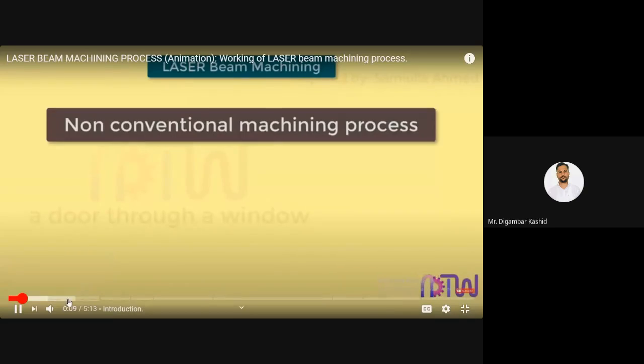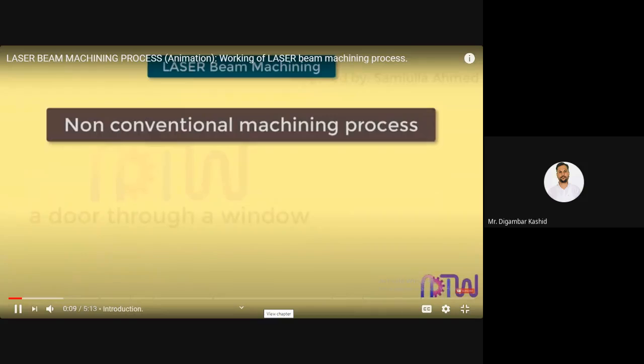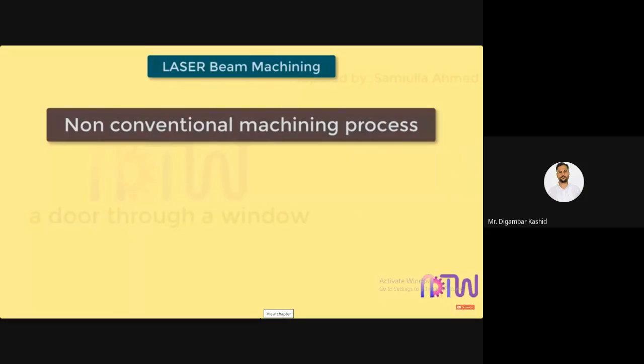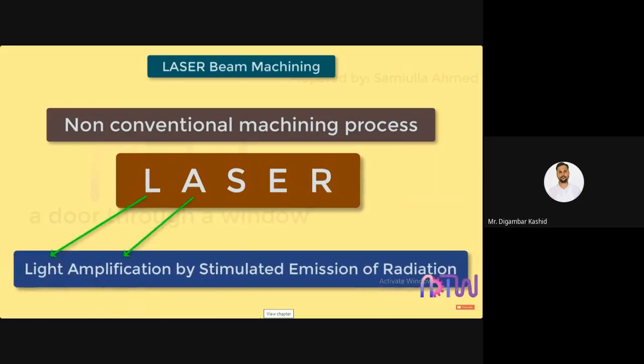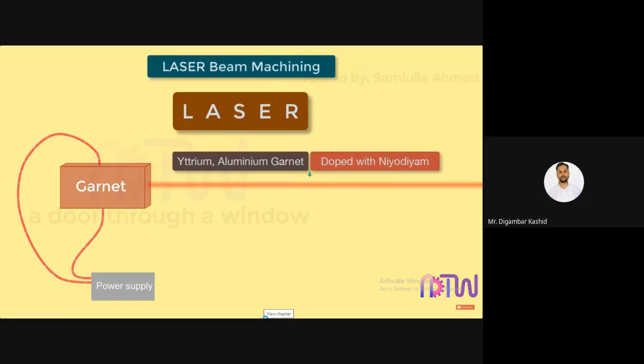Laser beam machining. Laser beam machining is a non-conventional machining process in which material is removed from the workpiece surface using heat. Laser stands for light amplification by stimulated emission of radiation. A laser is produced when the electrons and atoms of special crystals are energized using electric current. Generally, garnet crystals are most commonly used in solid-state lasers. Yttrium aluminium garnet doped with neodymium, also called Nd:YAG, is most popularly used.